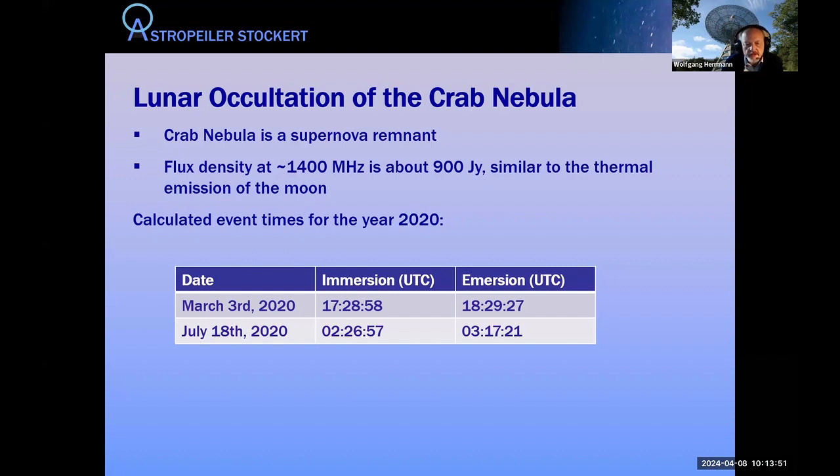The observations were done in 2020, so actually 4 years ago, roughly. And typically what happens is that if there is a lunar occultation, a second or third comes within a fairly short distance, and then it's gone for quite a while. So we had 2 lunar occultations of the Crab Nebula in 2020, in March and July. These are the calculated times, and then we just went ahead and observed that.